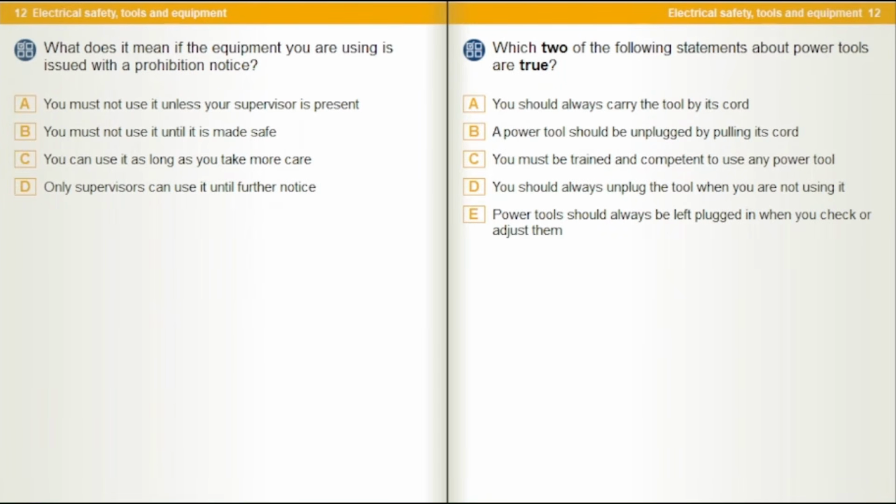Which 2 of the following statements about power tools are true? You should always carry the tool by its cord. A power tool should be unplugged by pulling its cord. You must be trained and competent to use any power tool. You should always unplug the tool when you are not using it. Power tools should always be left plugged in when you check or adjust them.